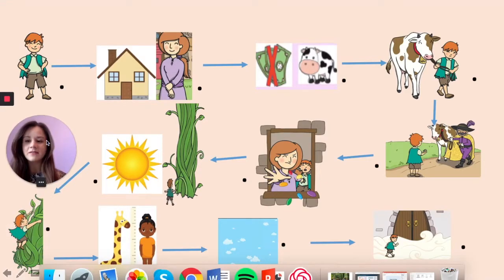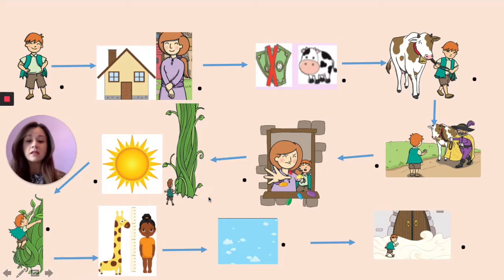Okay, well done for doing that. So we'll retell the first part of our story using our story map. Now everything that's shown on this slide is how much we will write. So we stop when Jack gets to the castle. Okay, so let's start together.